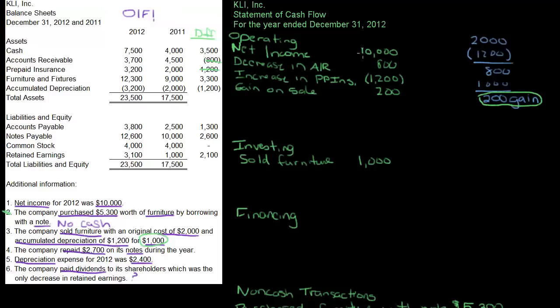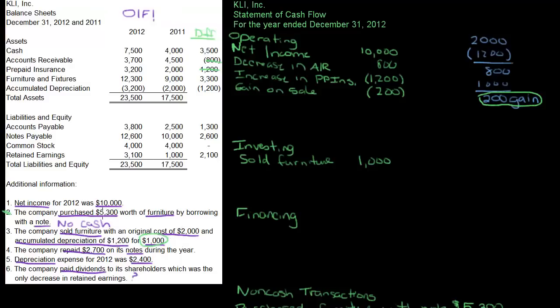Now how do I remove it? Well, it was added to calculate my net income, right? Because a gain is a positive on my income statement. So I'm going to subtract it to calculate my cash flow. Essentially what I'm doing is we're just removing this effect from my net income. So you're just going to do the opposite of whatever you did on the income statement.